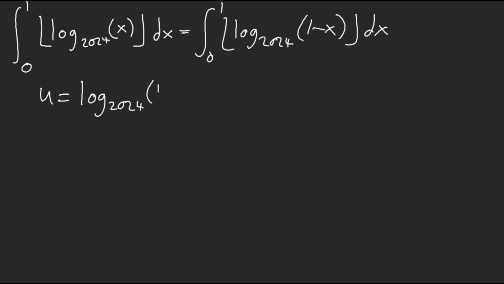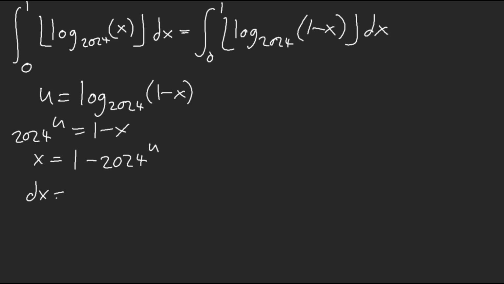Force u substitution, and then you're like, okay, this is 2024^u equals 1 minus x. x is equal to 1 minus 2024^u, and then you do the dx. Okay, this is negative 2024^u ln of 2024 du. And so now I go ahead and plug in my bounds, plug in 1, I get negative infinity, but with this negative, I'm sorry, wait. Plug in 1, I get 0.